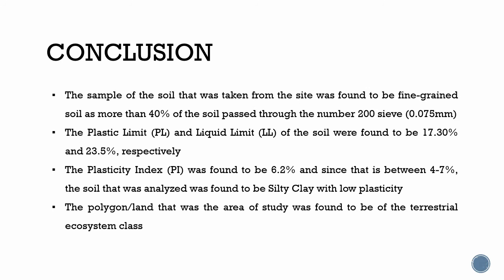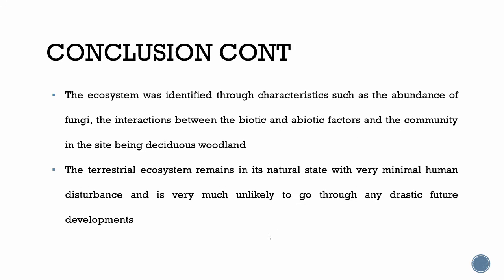The land that we used for the area of study was found to be of the terrestrial ecosystem class. The ecosystem was identified through characteristics such as the abundance of fungi, the interactions between biotic and abiotic factors, and the community in the site being deciduous woodland. The terrestrial ecosystem remains in its natural state with very minimal human disturbance and is very unlikely to go through any drastic future developments.